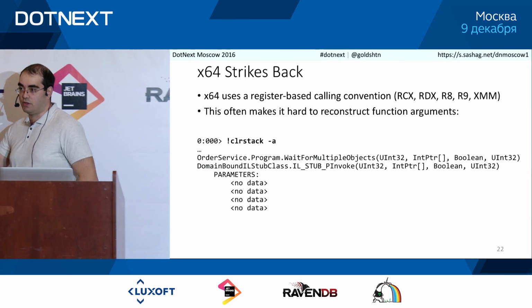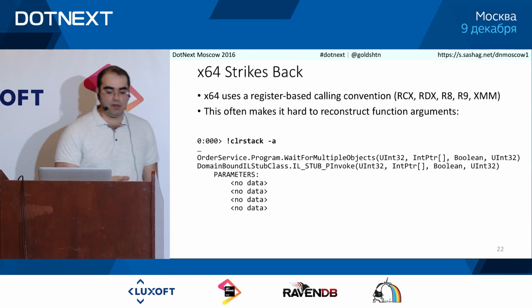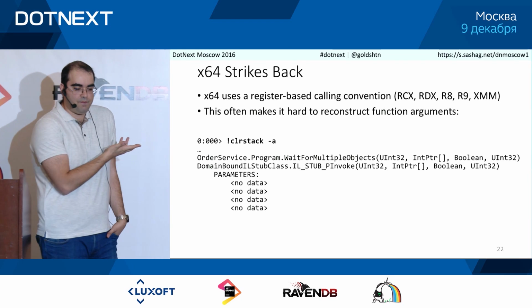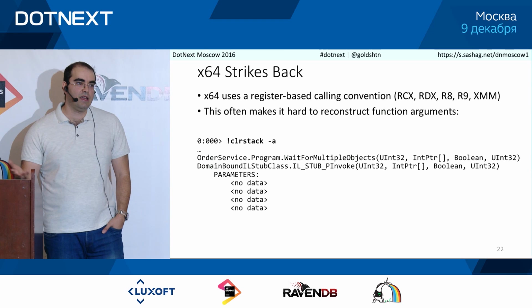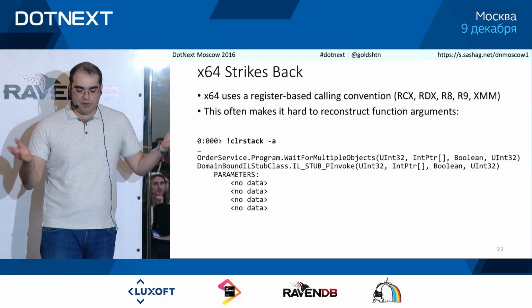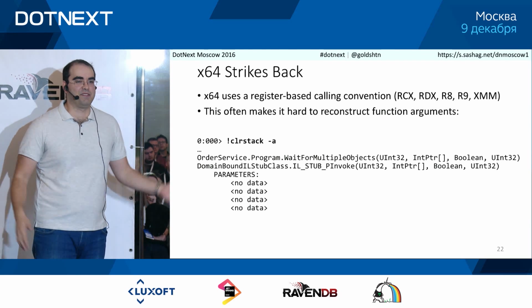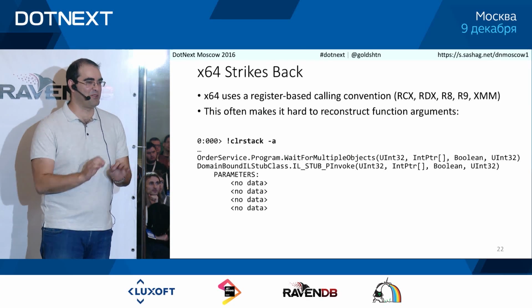And it happens in Visual Studio, and it also happens in WinDbg. So in this example here, I have a function called WaitForMultipleObjects that my application is calling, and I really want to know what the arguments were, but the debugger says no data, no data, no data, no data. There are 4 arguments, so it says no data 4 times, just to be clear.